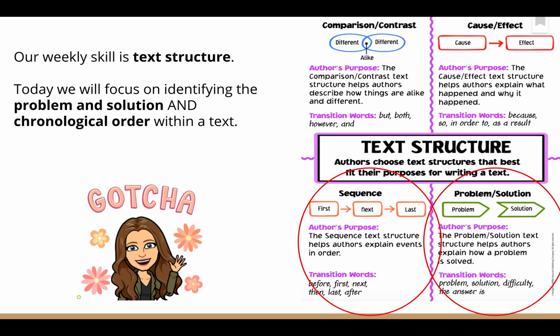We've been working with text structure all week. On Tuesday, we focused on identifying the problem and solution within a nonfiction text. On Wednesday, we focused on putting events in order or sequencing events within a nonfiction text, but today we're going to do both.